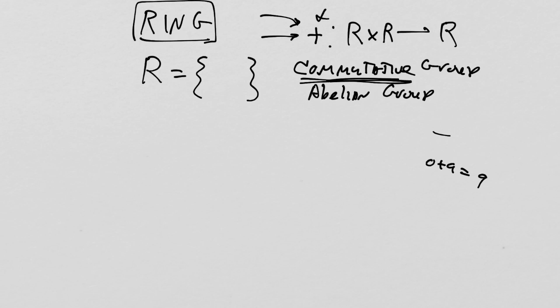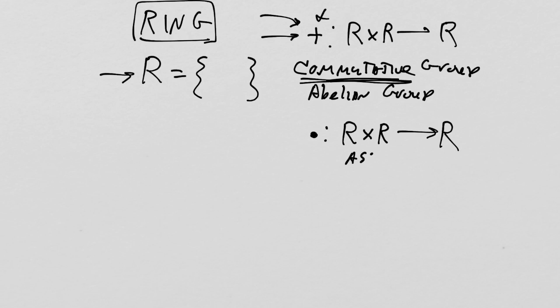But what about the second operation? Well, the second operation is the one we will use the multiplicative symbol for. And it is also an operation from R across R into R. And it has to be, because that's really the only place to go. We only have R available to us. So the second operation is also R across R into R. And the second operation is going to be associative, and it's going to have an identity.